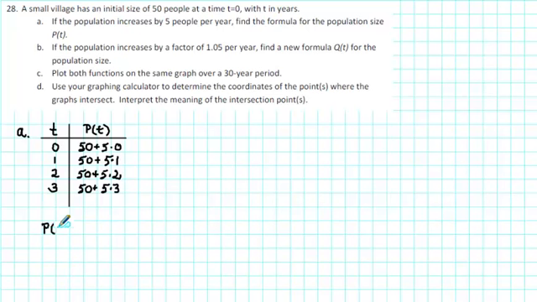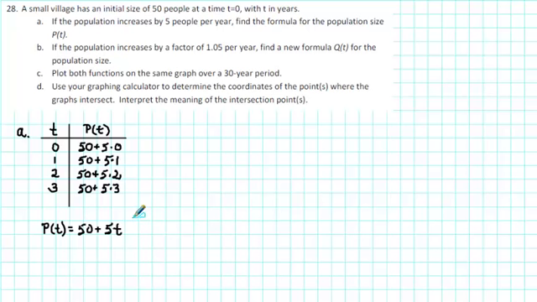P of t is equal to our initial population of 50 plus 5, the rate at which the population is growing, times the number of years, which is t. So P of t is equal to 50 plus 5t.